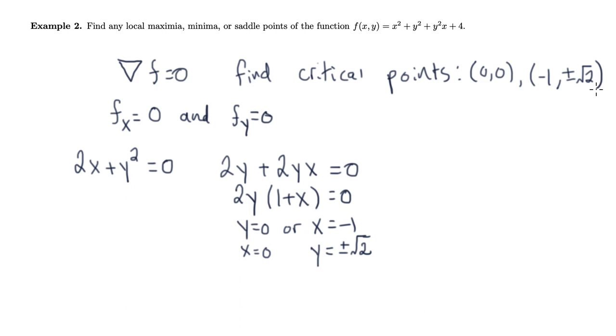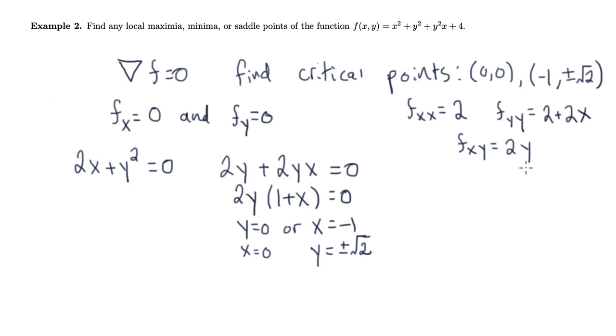Okay, so now what I want to do next is actually find this test function d. And so in order to do that, I need to find the remaining partial derivatives. So the second partial derivatives. So I need fxx. Well, that's going to be the derivative of this, so that's just going to be 2. And then fyy is going to be 2 plus 2x. And then fxy will be the same thing as fyx, which is 2y.